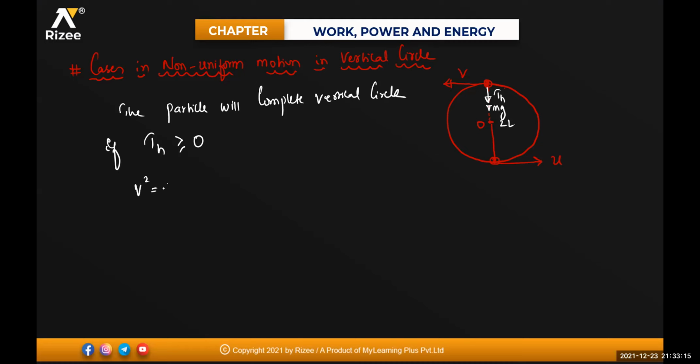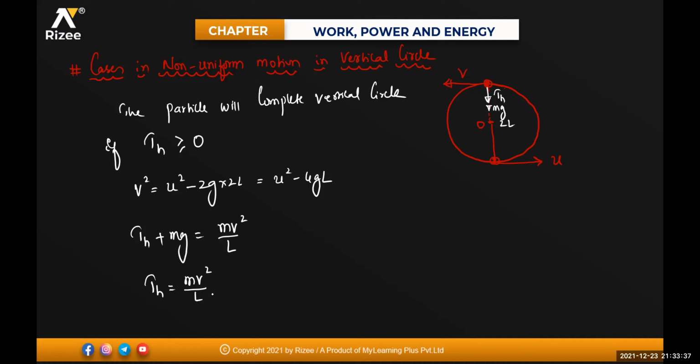V square will be equal to u square minus 2g into h, as the particle is going up, and h is nothing but 2L. That equals u square minus 4g into L. So tension at the highest position, TH plus mg in the downward direction, equals m into v square divided by L. So tension at the highest position will be equal to m into v square divided by L minus m into g.